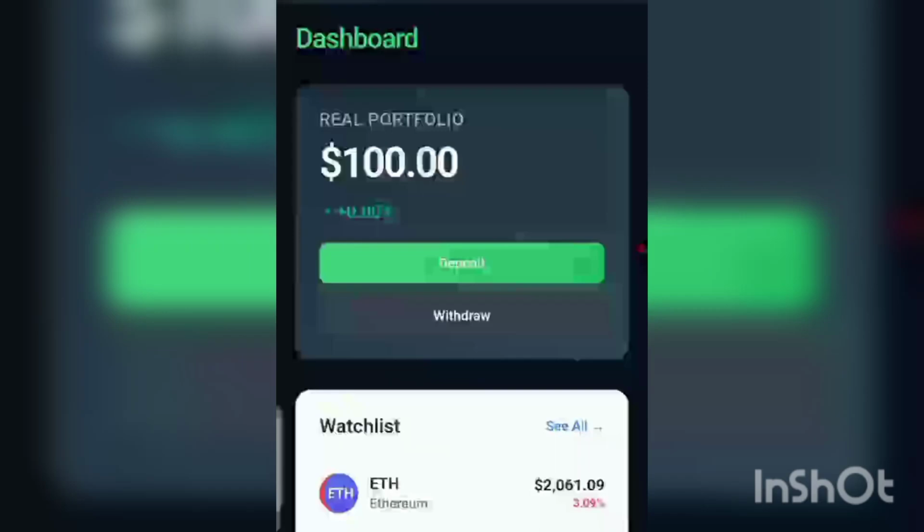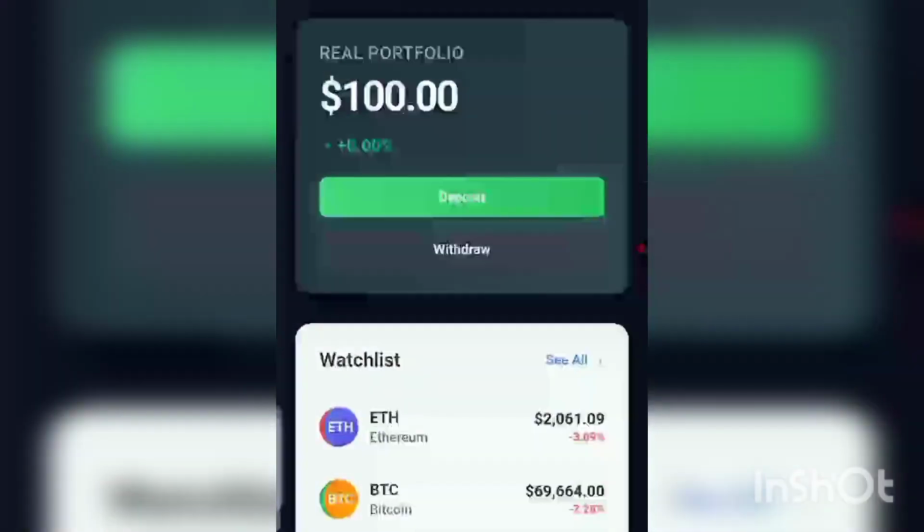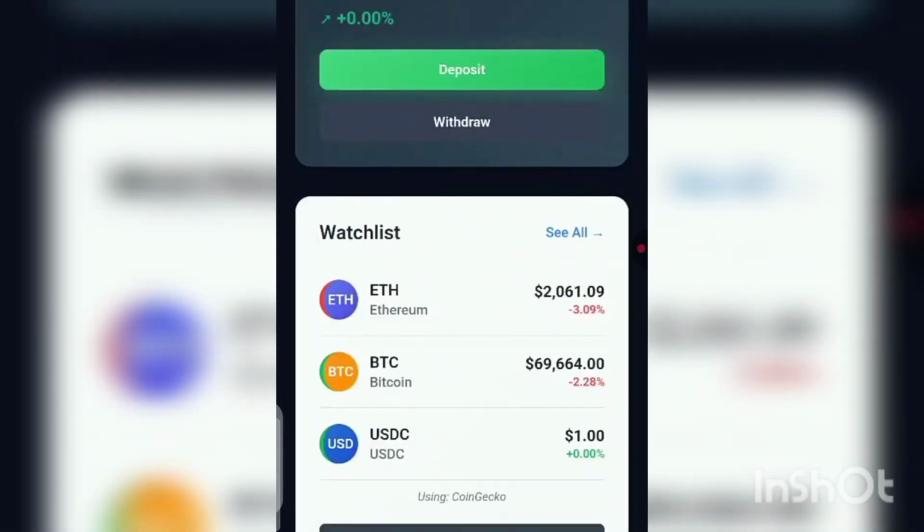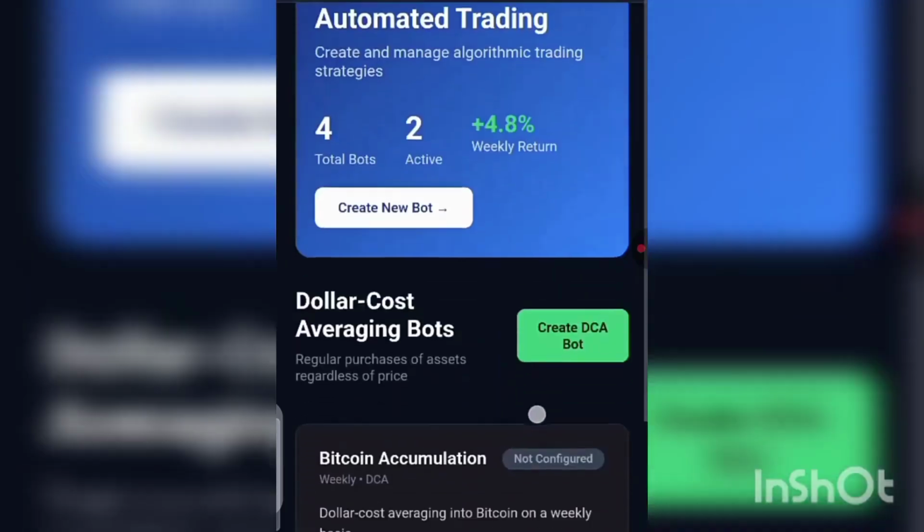So we have 1 USDT plus the 99, that's 100. Now this particular bot is automated. Once you deposit your money here, it trades for you. The strategy we are using is Bitcoin accumulation. It trades Bitcoin. Whenever the Bitcoin market is stable, it analyzes the market, and once the market is good for trading, it enters the market and makes a whole lot of money.